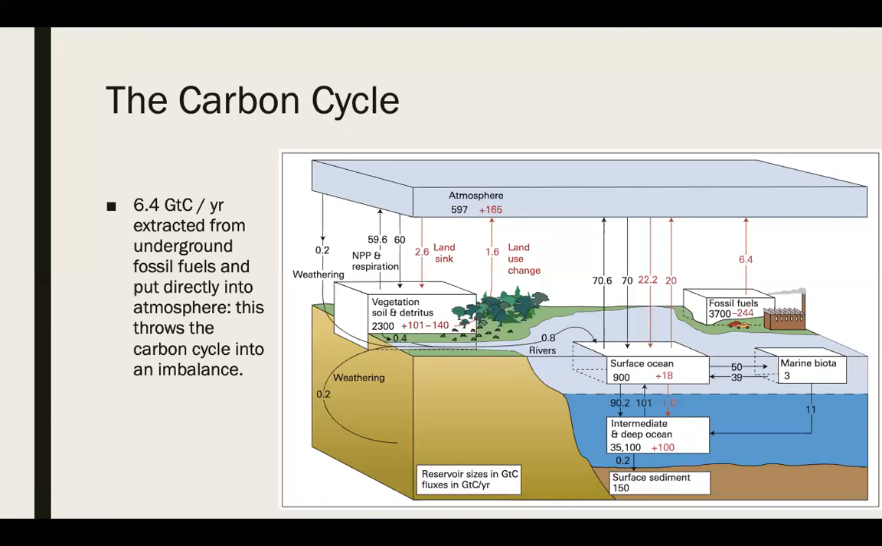Another way that the carbon cycle has responded to us is the ocean. The ocean is also taking up more carbon, about 1.6 gigatons of carbon extra every year. And that's because carbon dissolves easily in ocean water, and the ocean is not saturated with carbon currently.